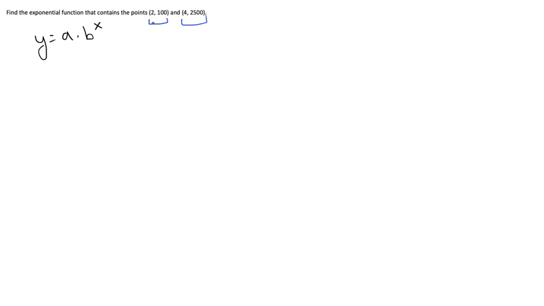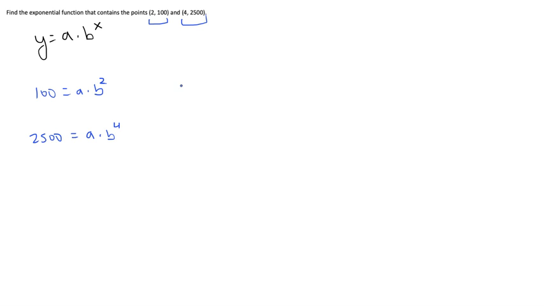So when y is 100, x is equal to 2. Let's plug that in here. So 100 equals a times b to the second power. What about the other point? Well, 2,500 is equal to a times b to the fourth power here.